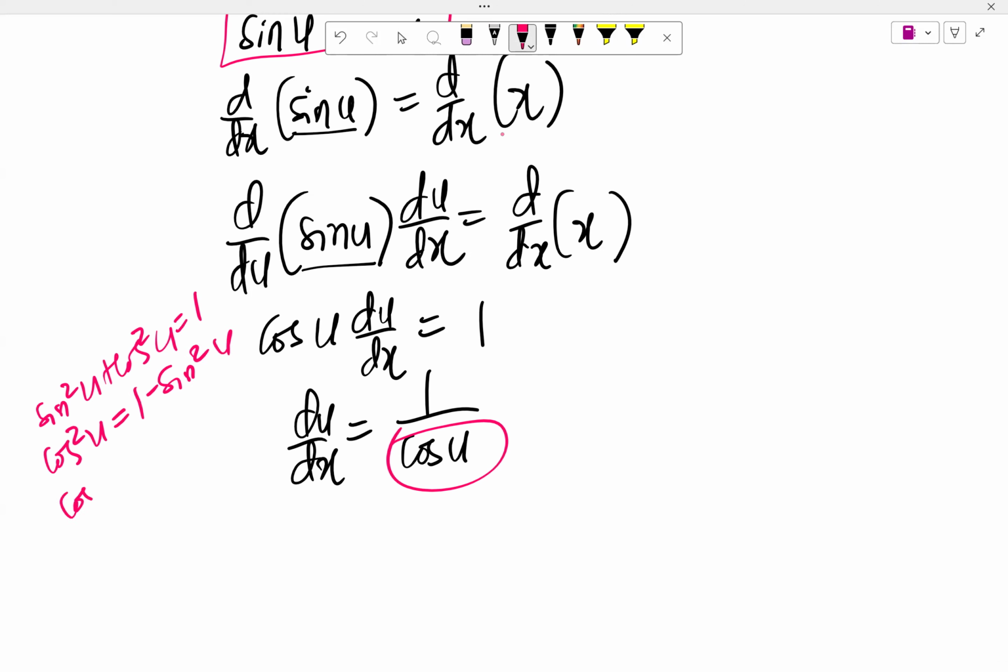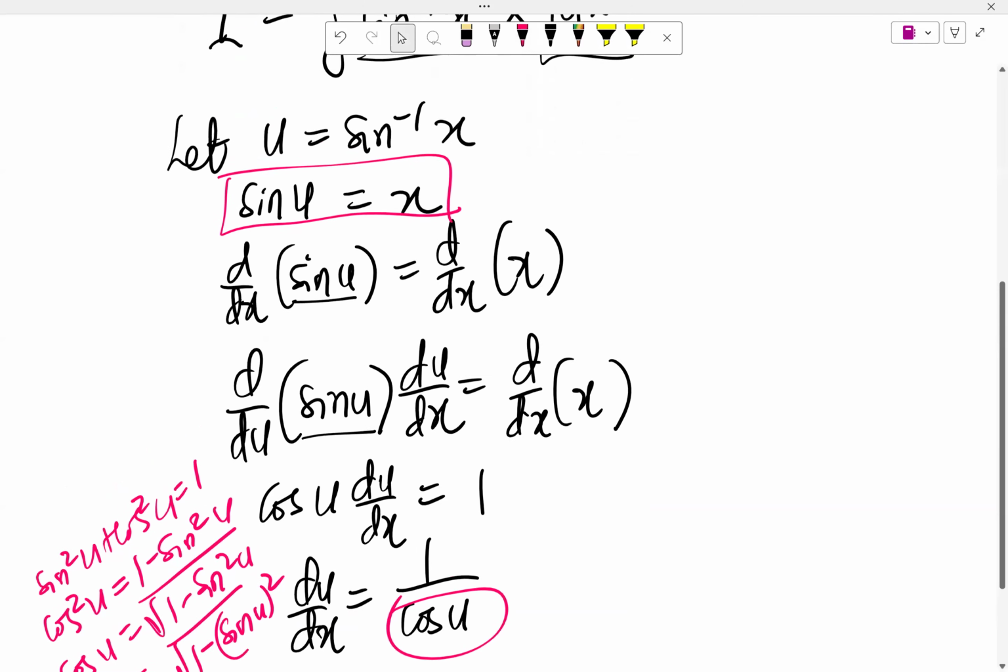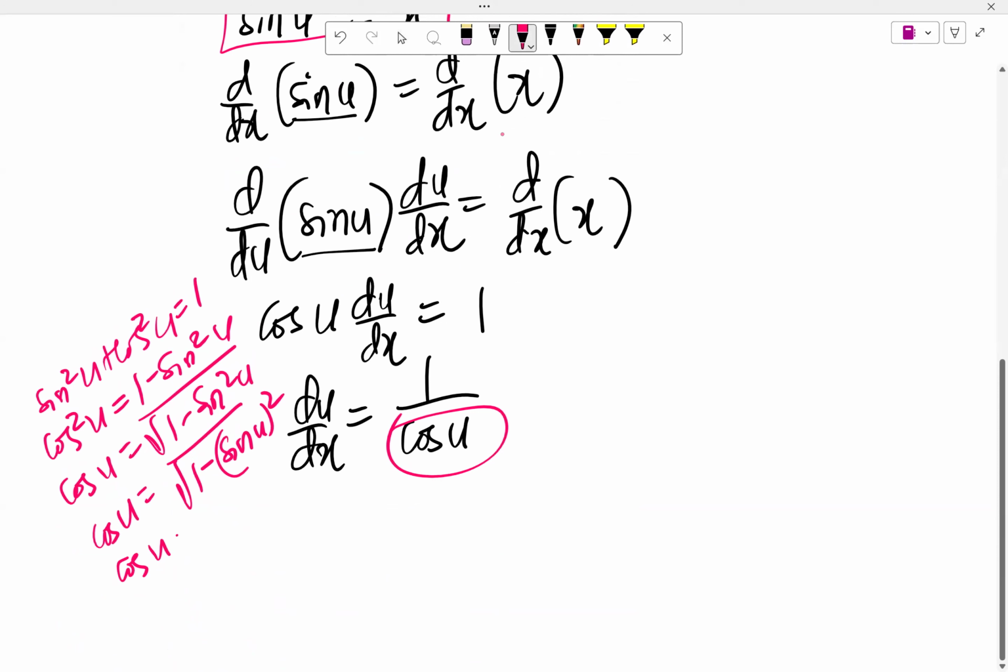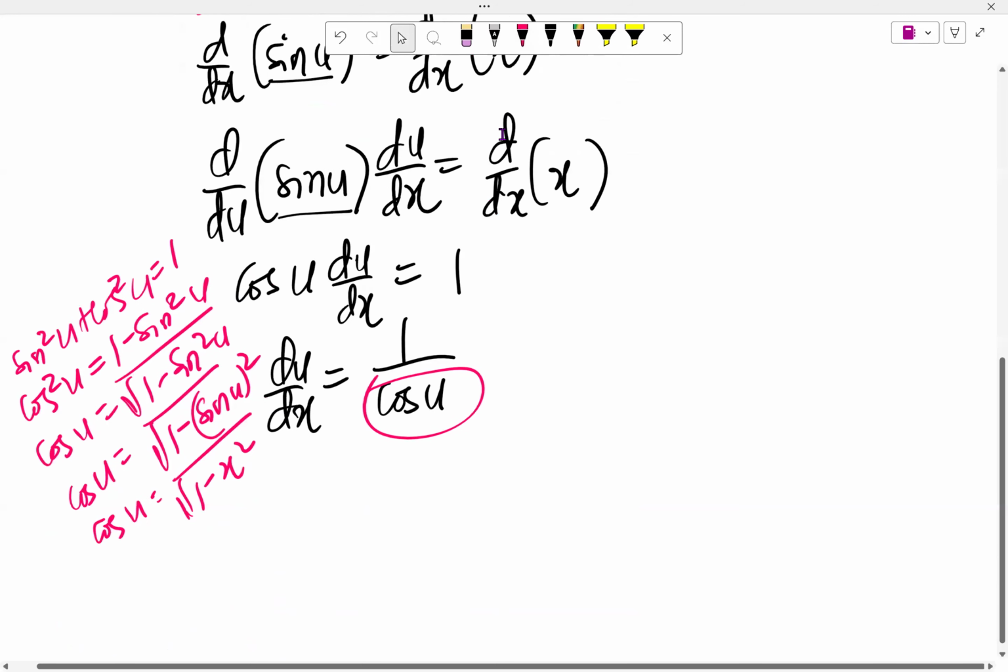So that means that cos u alone is the square root of 1 minus cos squared, 1 minus sine squared u, which is the same thing as saying that cos u is the square root of 1 minus sine u all squared. And then you already know sine u to be x. So it means that cos u is simply the square root of 1 minus x squared, right? Because sine u is x.